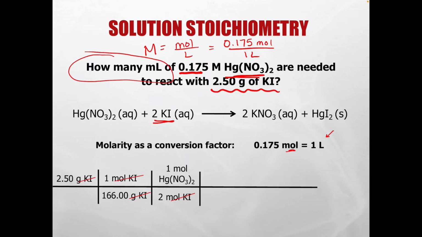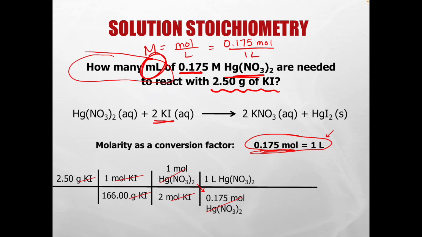If we are going to use molarity as a conversion factor here, we are going to use this: 0.175 moles is equal to 1 liter. Remember, our units have to cancel down and to the right. That means this portion of our molarity needs to go on the bottom, and that 1 liter will go on the top. We'll make sure our units cancel. Had I just asked for liters, you could stop here. But in this particular question, I asked for milliliters, so we are going to convert our liters into milliliters.